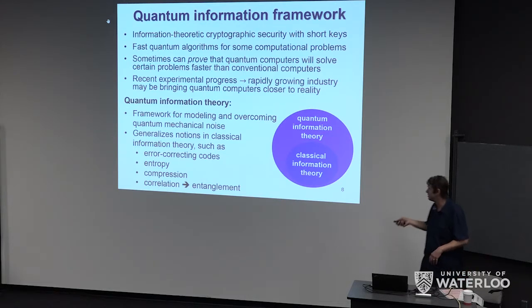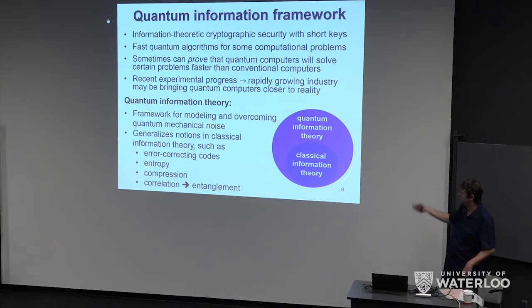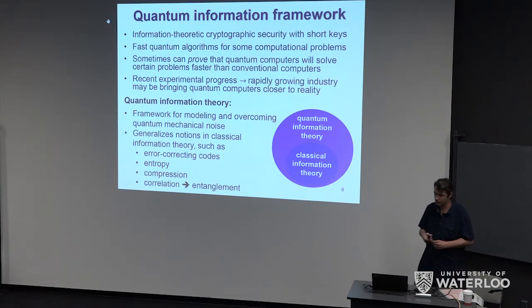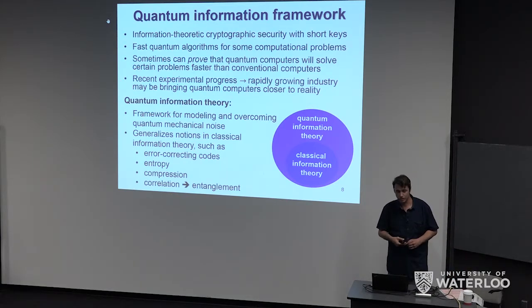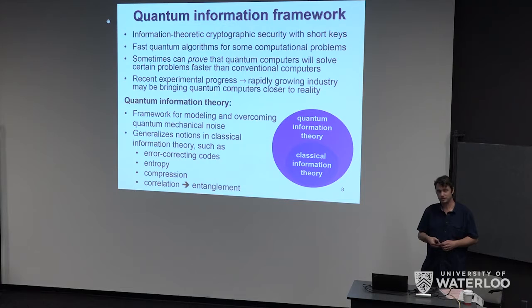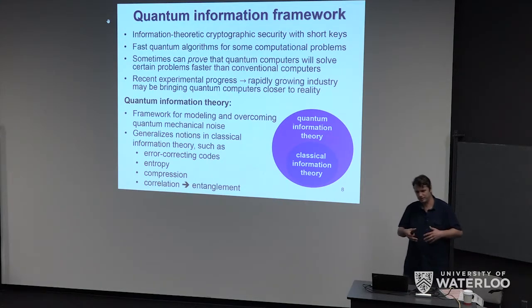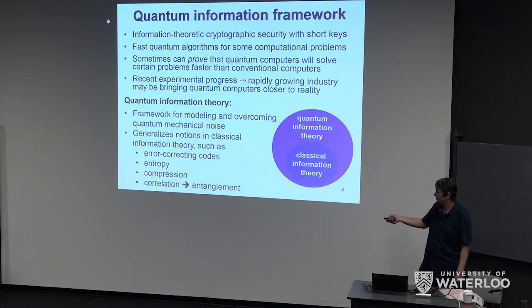Quantum information theory is a generalization of classical information theory that treats it as a proper subset. And besides being a framework for modeling and overcoming quantum mechanical noise, it generalizes certain notions such as error correcting codes. There's a theory of quantum error correcting codes, which we'll study the basics of in this course. And the notion of entropy generalizes, as does data compression. And classical correlations generalize to more general types of correlations known as entanglement.